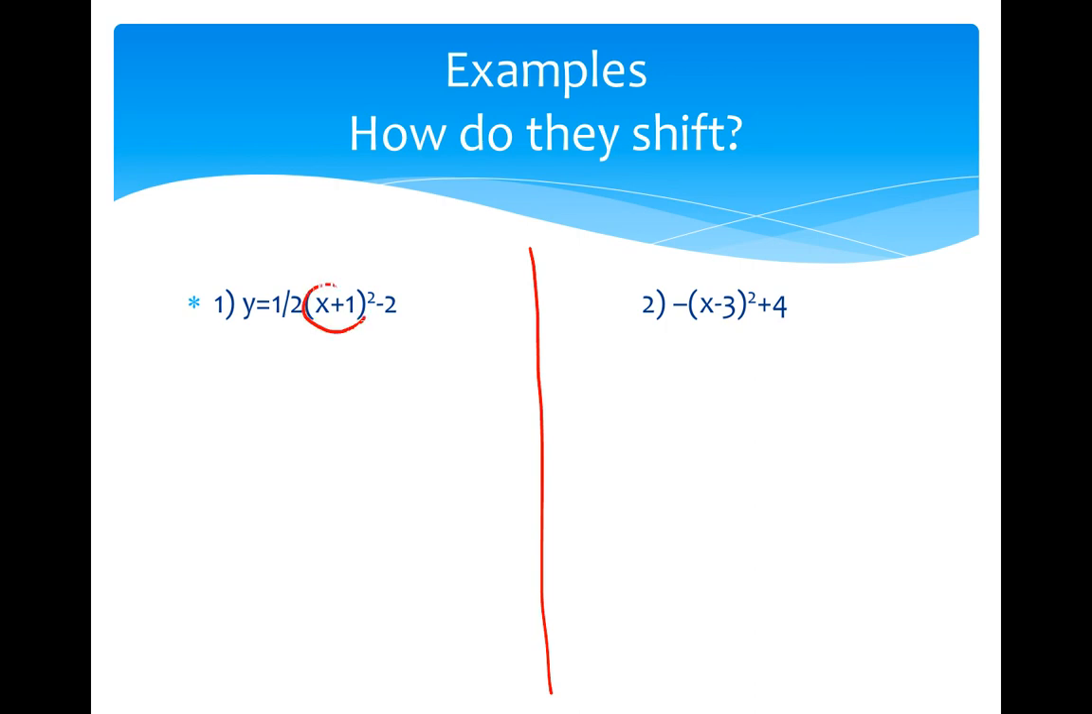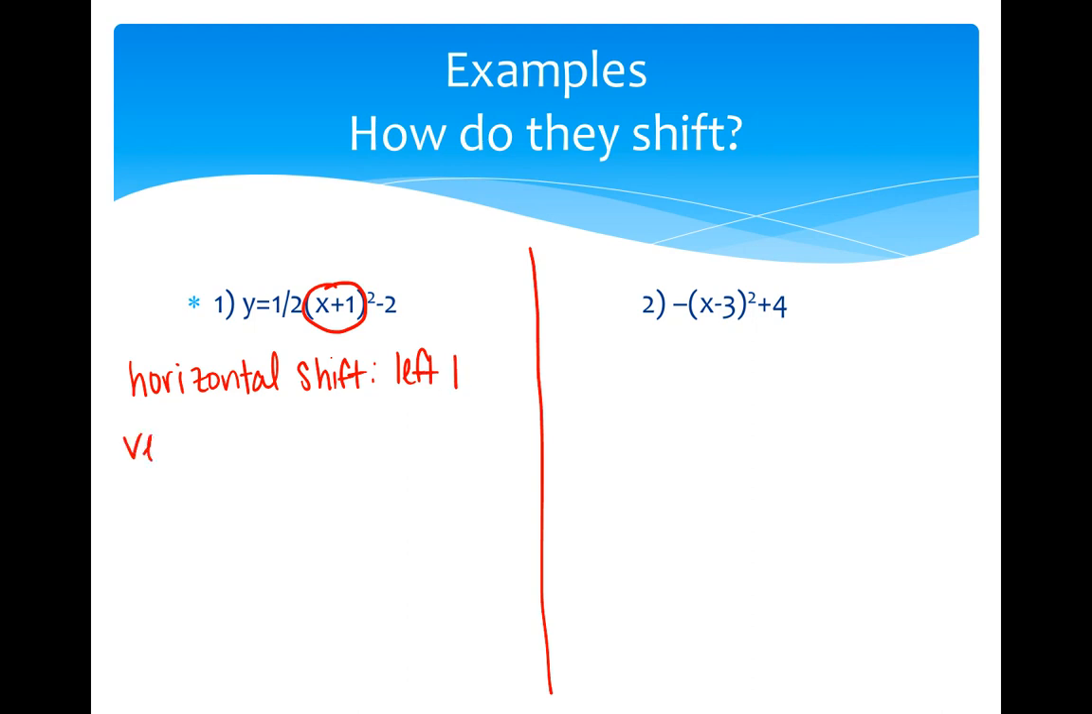Remember, what's inside of the parentheses is your horizontal shift. That was the H from that general form. And the horizontal shift is always the opposite of the direction you would think. So a +1 actually means we're going to shift to the left 1 unit.